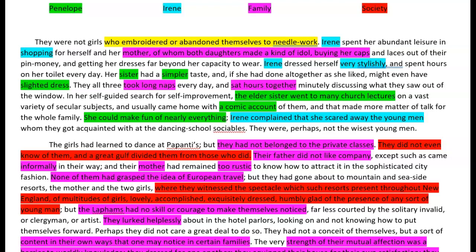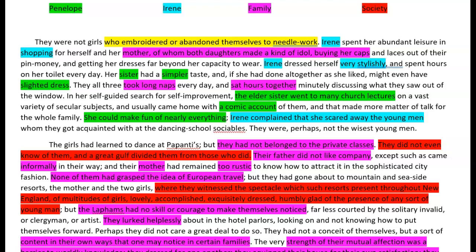He started out with Irene and the archetype of a girl with abundant leisure who likes to go shopping and who's very stylish. She spends hours working on her hair every day. That's what she does. And then it immediately juxtaposes her with her sister who has simpler tastes and would have slighted her dress, which means she didn't really care what she looked like. And that would help you with the next sentence below that says the elder sister went to many church lectures on a variety of secular subjects.